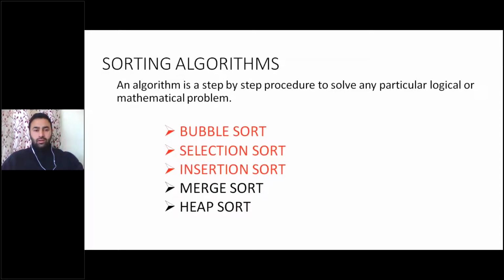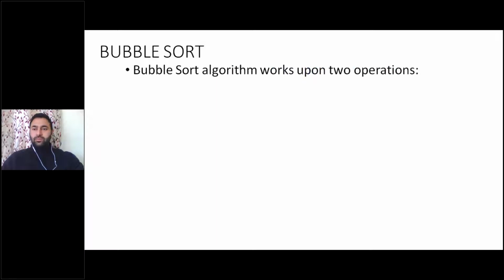Now, as we have done bubble sort, we will implement this program in a C compiler. But before we implement it, let me revise it in just 5 minutes. Then we will implement it in a C program. So this is bubble sort. Bubble sort has two requirements. Can anyone tell me what are those two operations upon which it works?